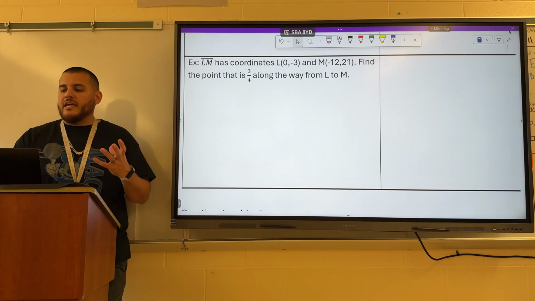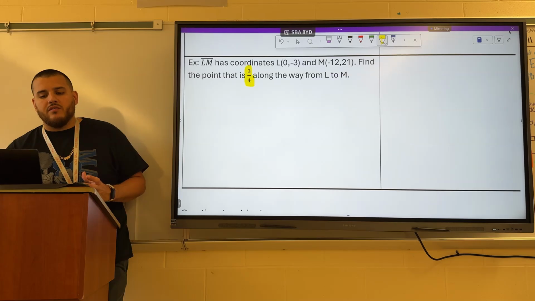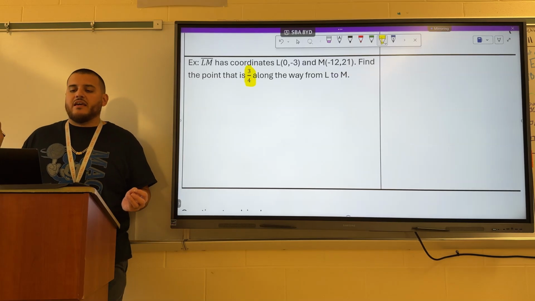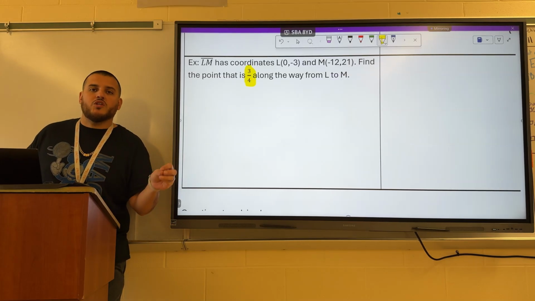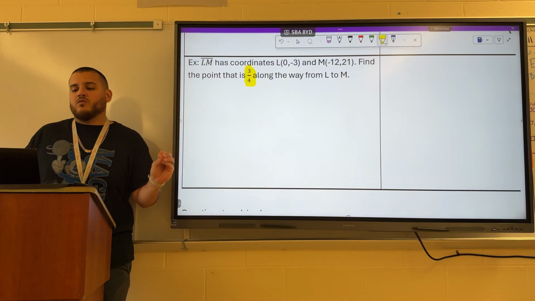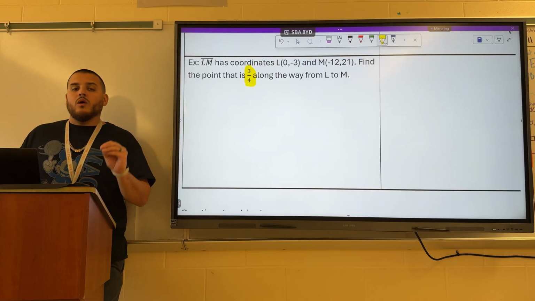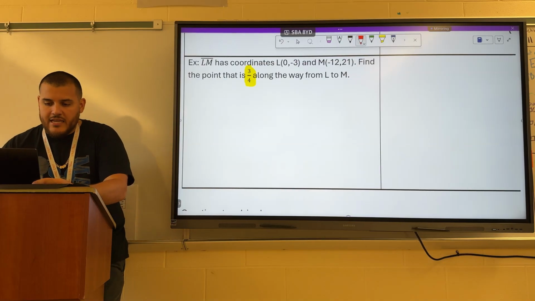Hopefully you noticed that we weren't presented with a ratio in the typical way of our last few examples. This didn't say that our partitioning point is creating a ratio of 3 to 4. Instead, this says that we're going to find a point that is 3/4 along the way from L to M. So what we need to understand is that our fraction is already given to us.